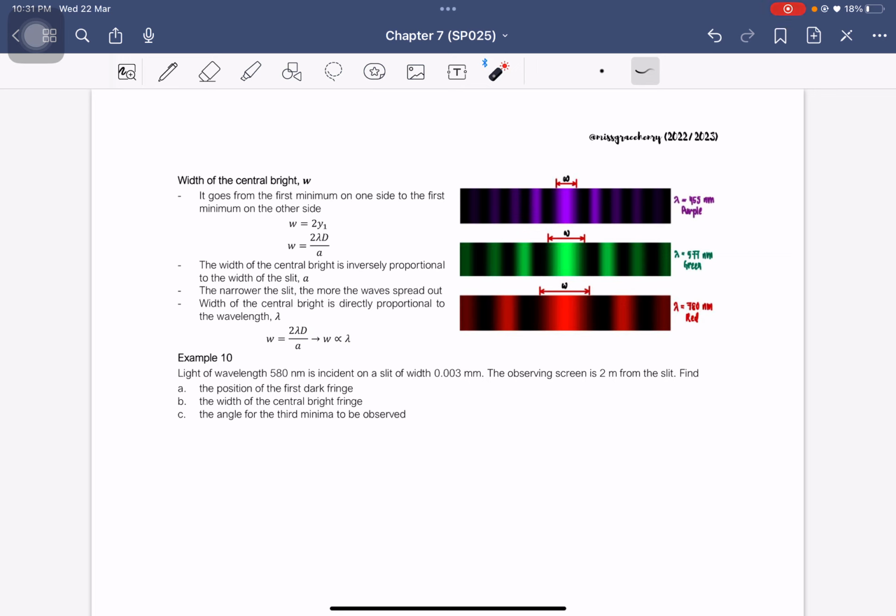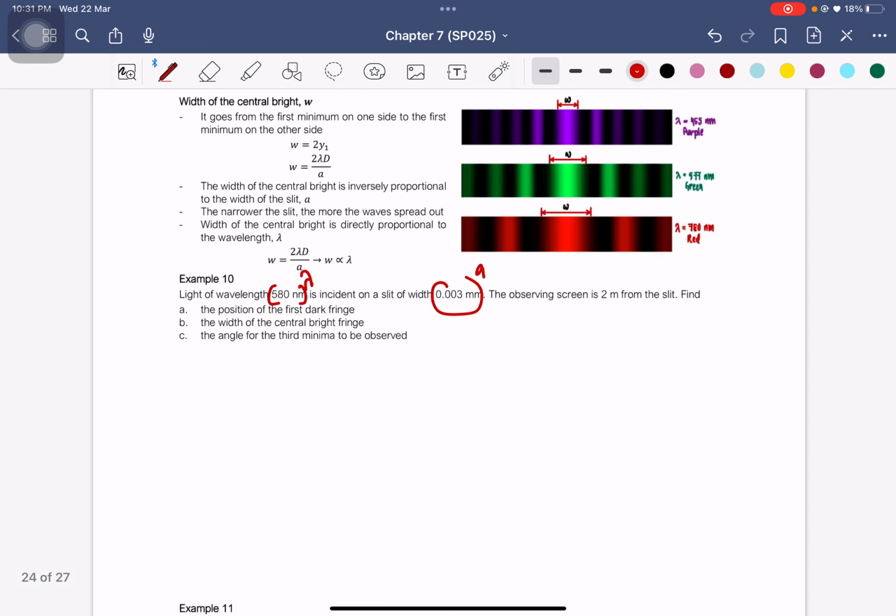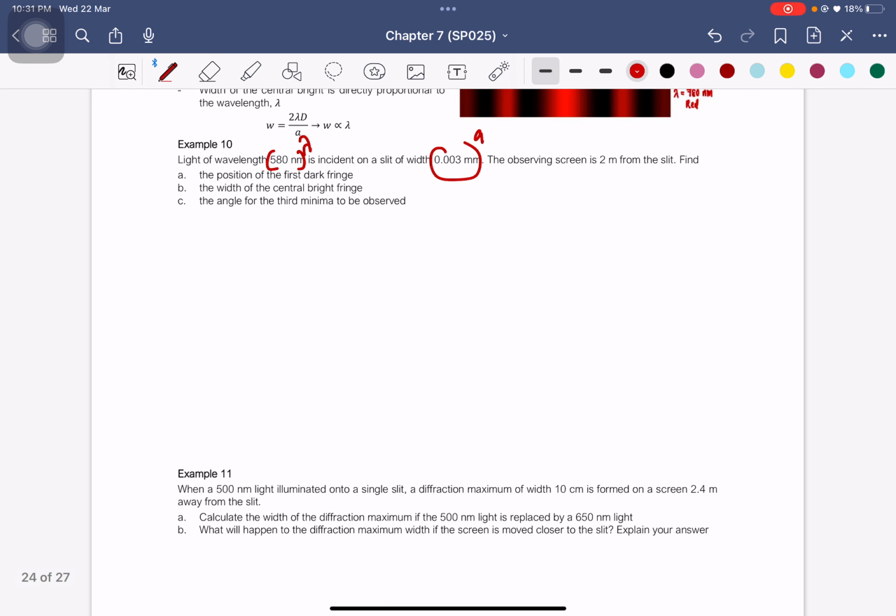Okay, so let's look at the example. We have light of wavelength 580 nanometers. This is lambda, this is the width of the slit, which is a, and the observing screen is 2 meters from the slit, so this is capital D. Find the position of the first dark image. Okay.